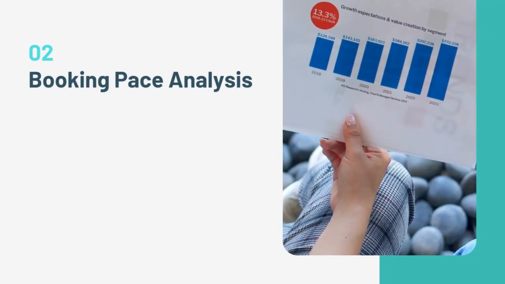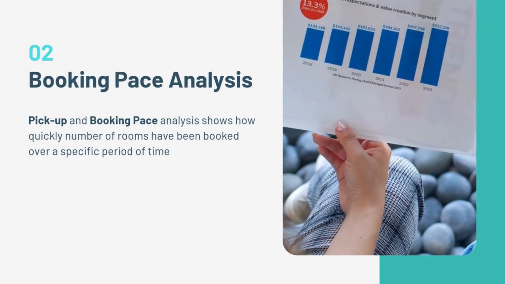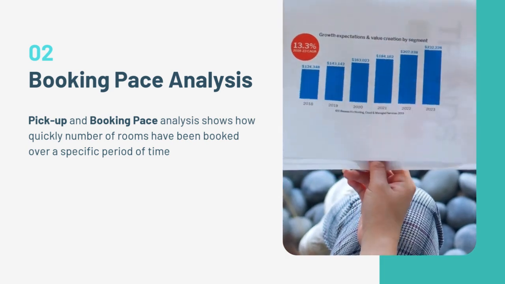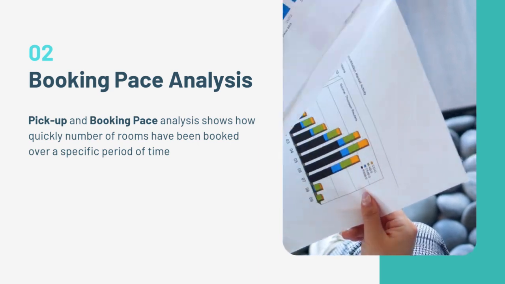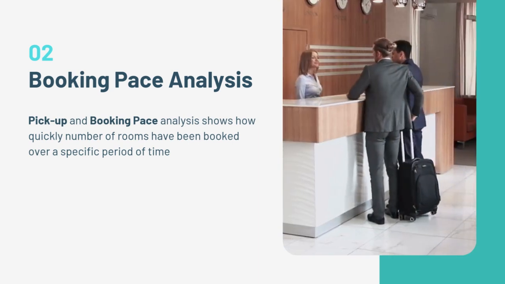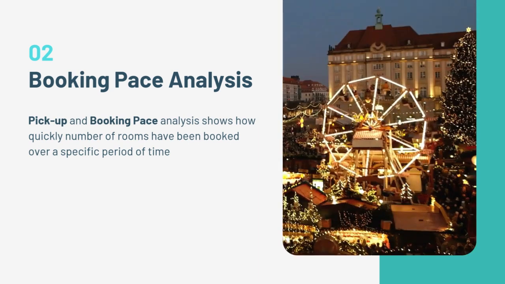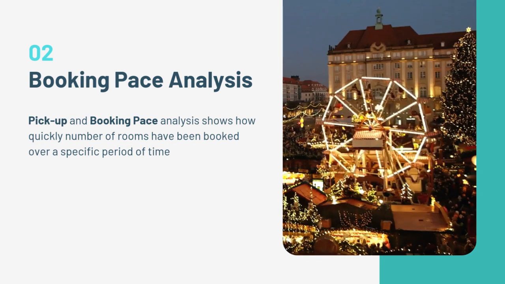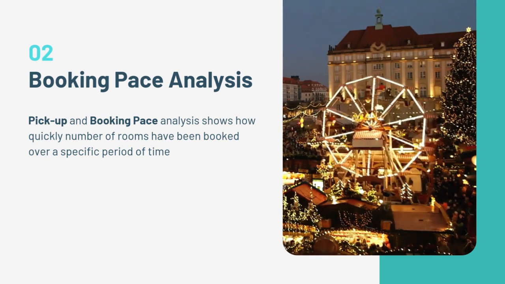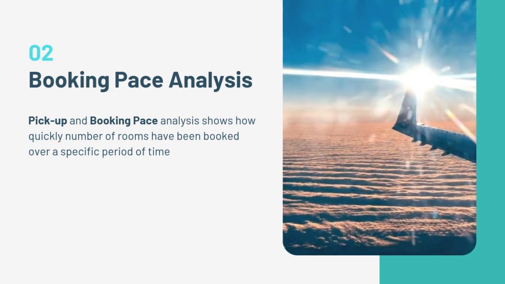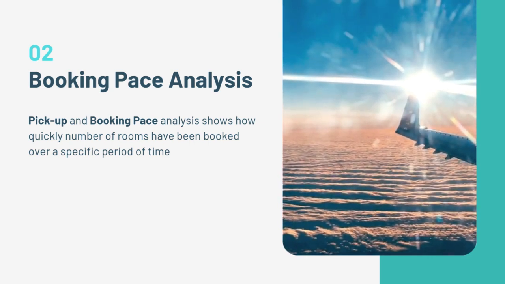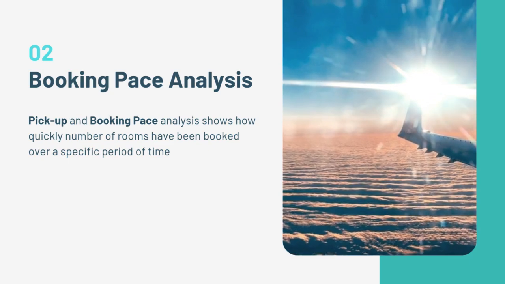Next up is booking pace analysis. Here you monitor how quickly bookings come in for a specific date. If a big event is coming up and your rooms are filling faster than usual, you might consider increasing rates sooner. Say it's a month before New Year's, and you've already sold 60% of your rooms for December 31st. This early demand could mean you'll sell out, so adjusting prices early can maximize revenue.